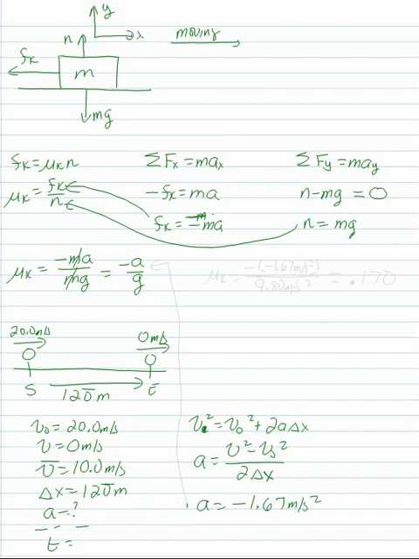Now that we have a, way back up here into substituting. So mu k is negative a over g. So mu k is negative of a negative, divided by 9.80 meters per second squared. Negative of a negative makes it positive, and you end up with 0.170, which seems quite reasonable. Not a large mu for a puck on ice. It also is in line with the allowable values for mu. You can't get a negative mu, that makes no sense. Mu has to be between 0 and infinity, any positive number.